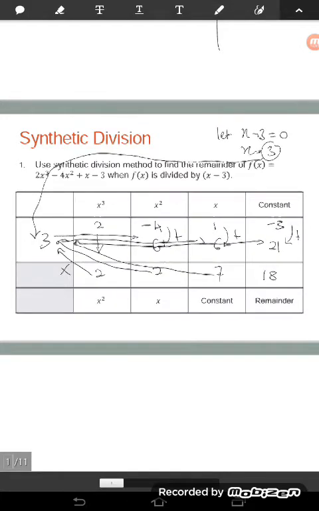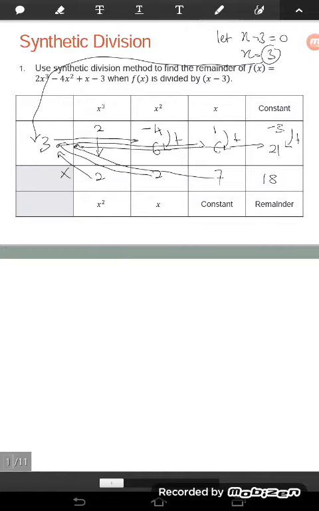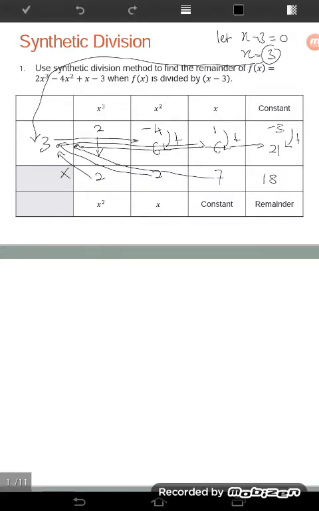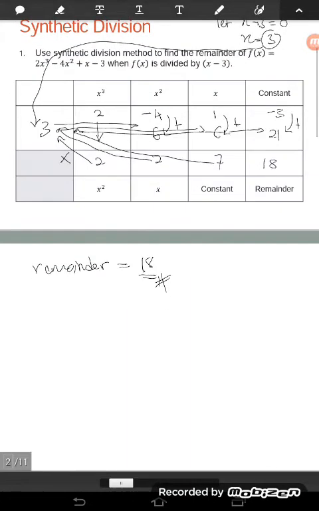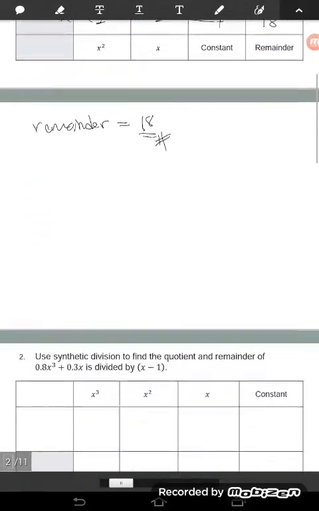Okay, so therefore the remainder is equal to 18. Okay, so dah dapat. Okay, next.